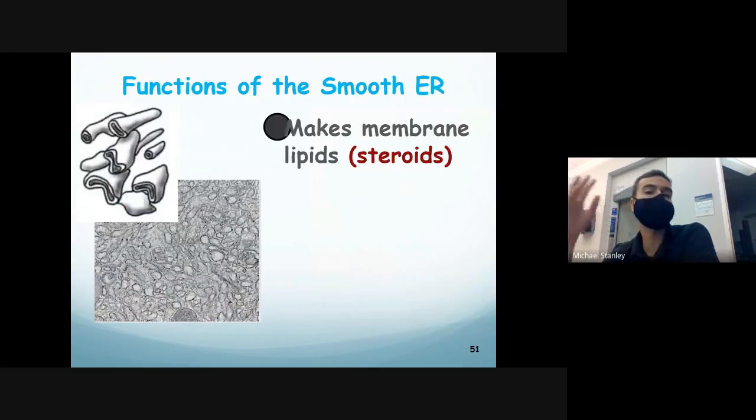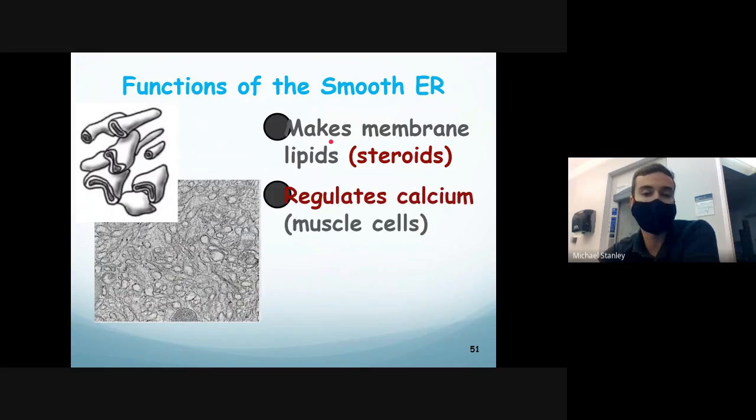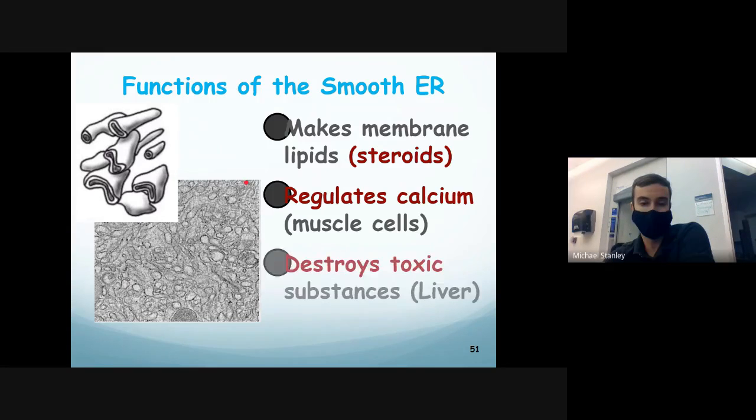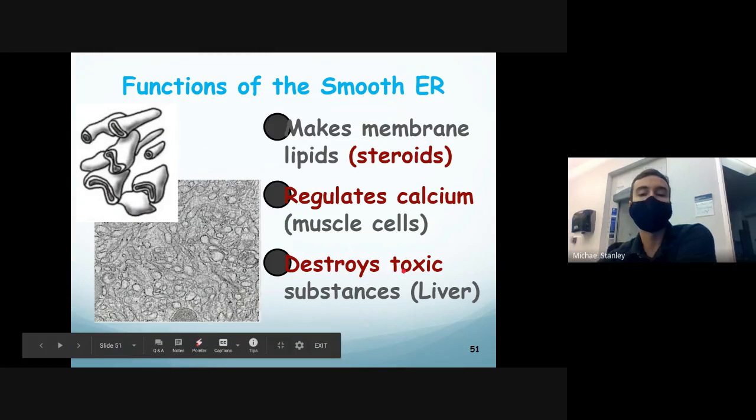So besides proteins, the smooth ER also makes extra lipids that are going to go up to the membrane. And certain cells, like muscle cells that are regulating a lot of calcium, the smooth ER helps to store and release those nutrients and minerals and stuff like that. And in other cells, it helps break down and destroy toxic substances. We're going to talk about a different organelle that does a lot more of this kind of stuff later on. But the smooth ER does some of it too.